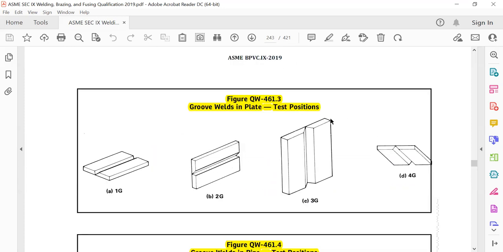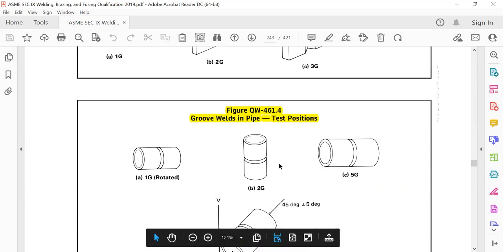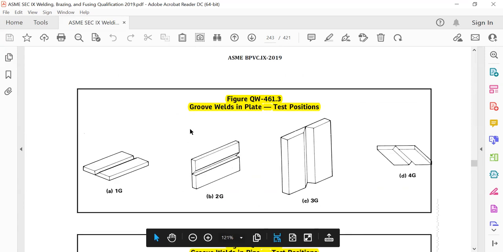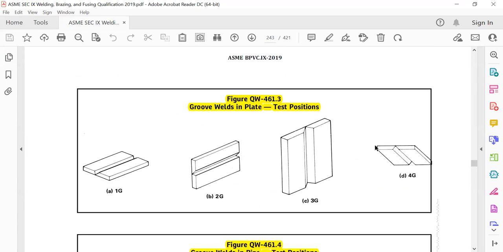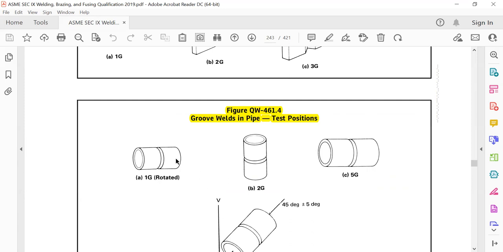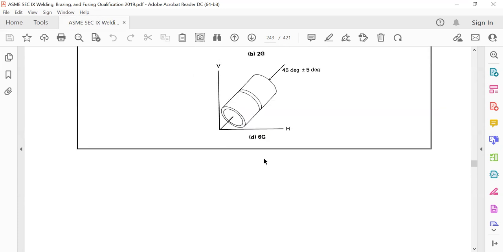So groove welds in plate: 1G, 2G, 3G, 4G. 4G is overhead. If you see overhead, this is vertical, this is horizontal, this is flat. The same 1G is rotated, you can rotate. 2G not rotated, 5G not rotated. So there is overhead, vertical, everything. It is horizontal.